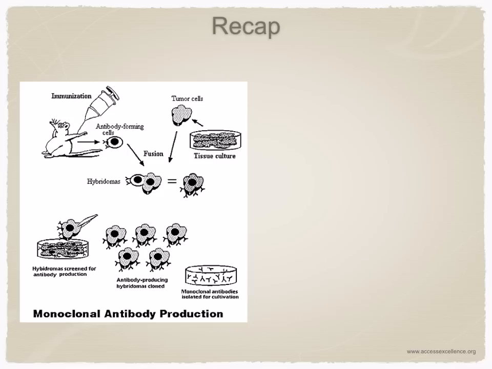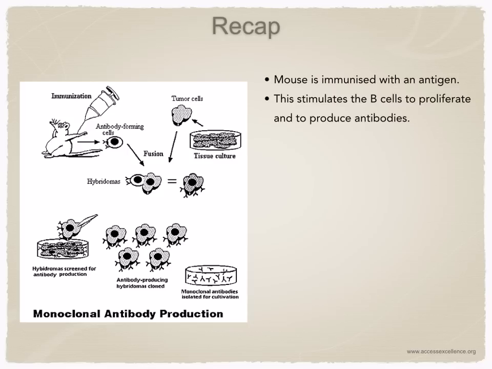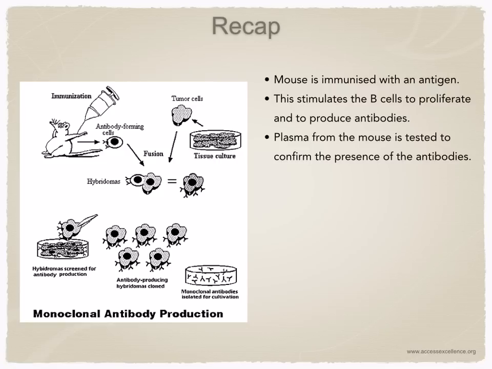Okay, just a brief recap of what I've just said. The mouse is immunized with an antigen. This stimulates the B cells to proliferate and to produce antibodies. The plasma from the mouse is tested to confirm the presence of the antibodies.